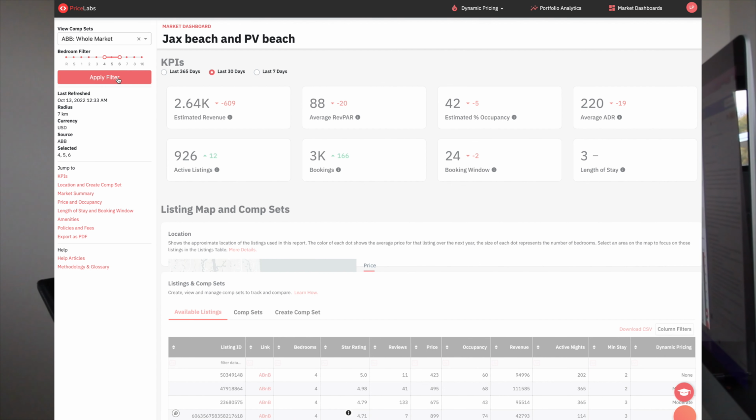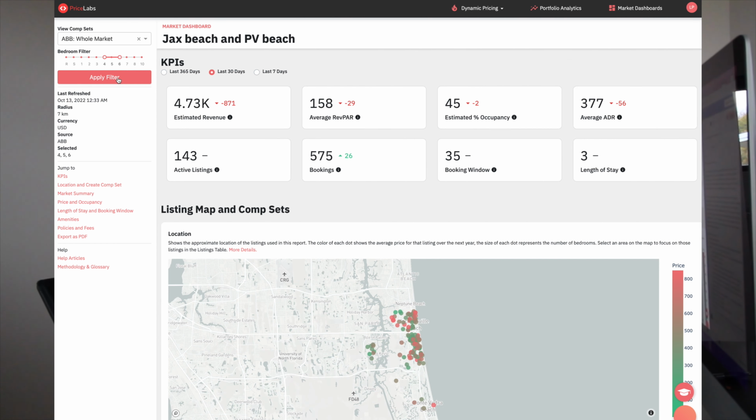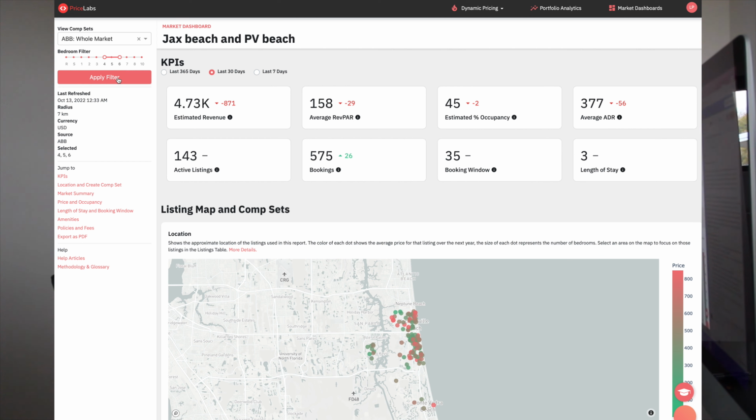So for the last 30 days, 4 to 6 bedroom houses in that area made an estimated revenue of $4,700, which is down. This makes sense because September was a rainy month, and that was also when Hurricane Ian hit. So it makes sense this is down from the summer season, which is the more occupied high season in the area. The occupancy is also down for those same reasons.